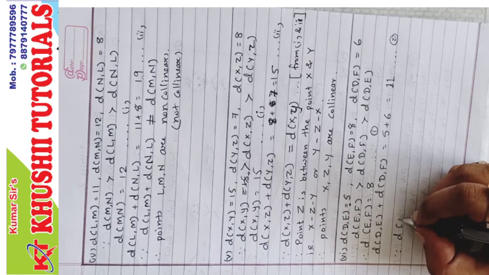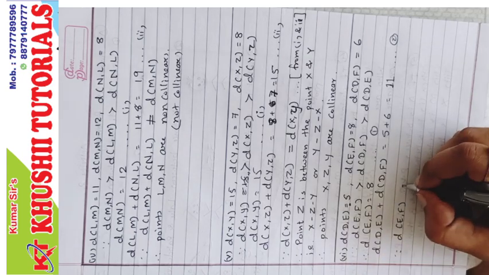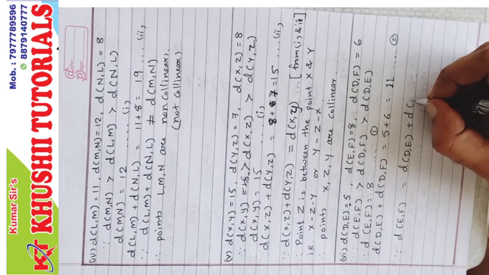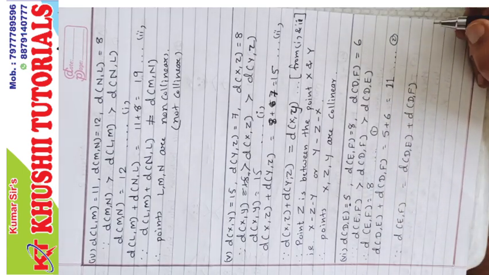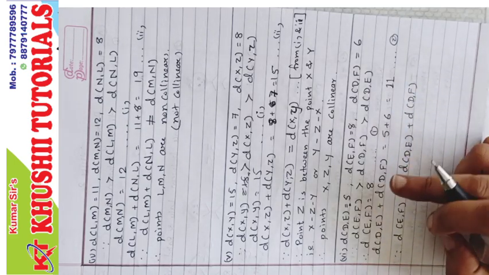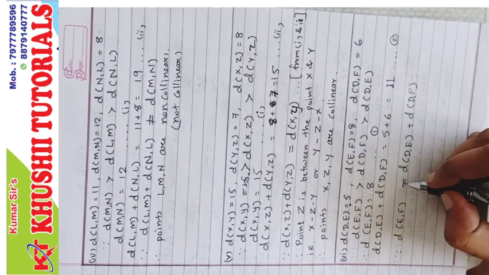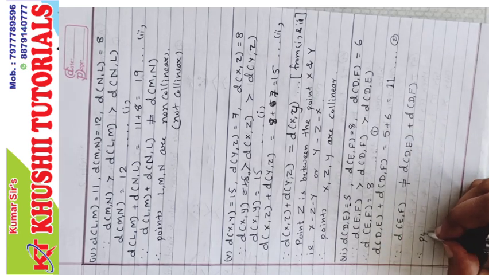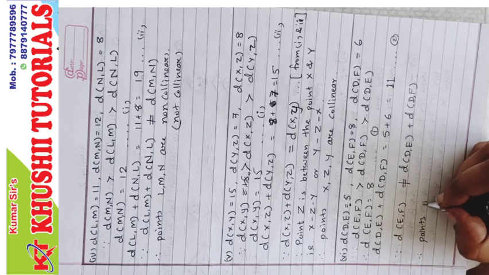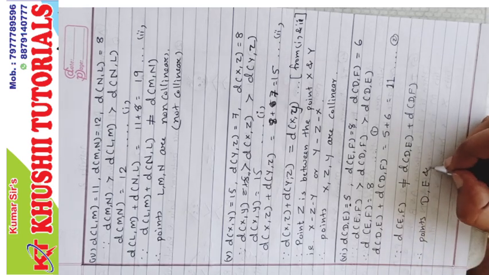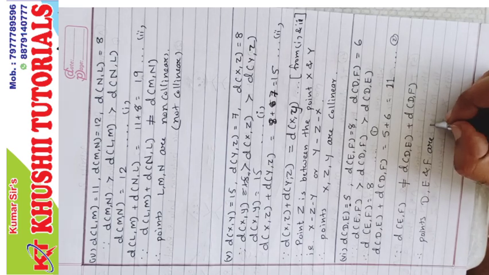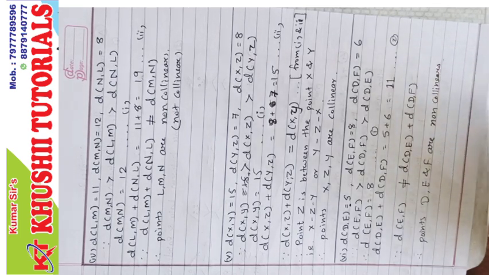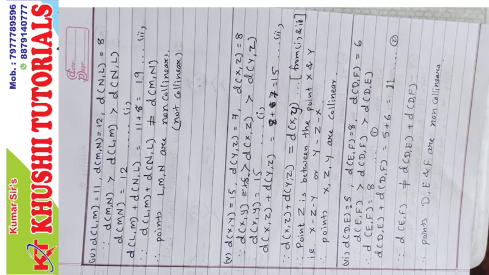Since distance of EF equal to distance of DE plus distance of DF, correct? Are they equal? 8 and 11 are equal? Definitely no. So they are not equal. As they are not equal, therefore points D, E and F are non-collinear. And this is the end of sum number 3.